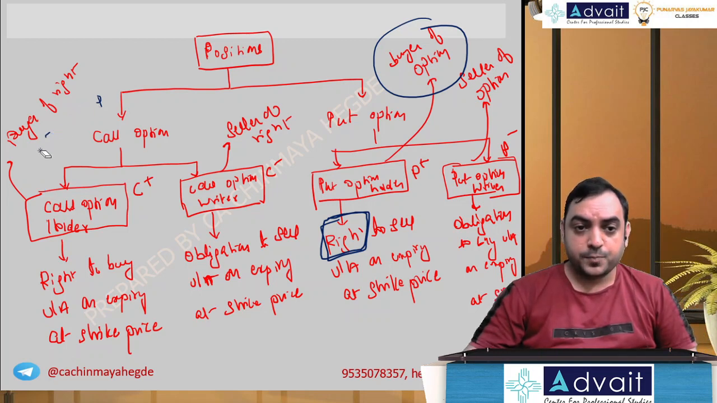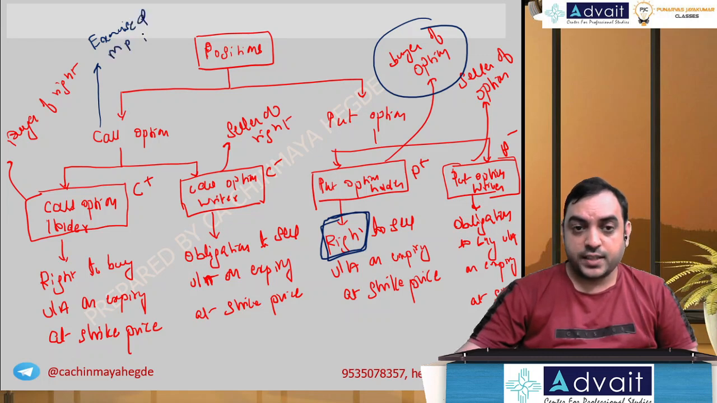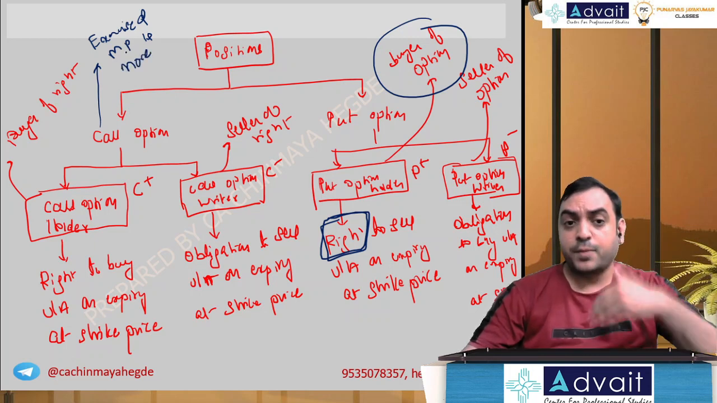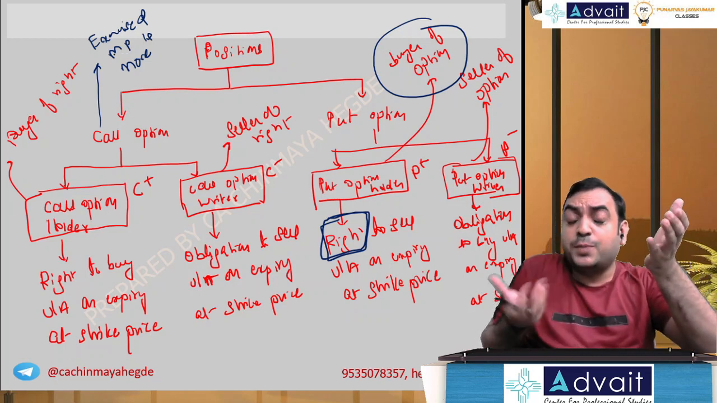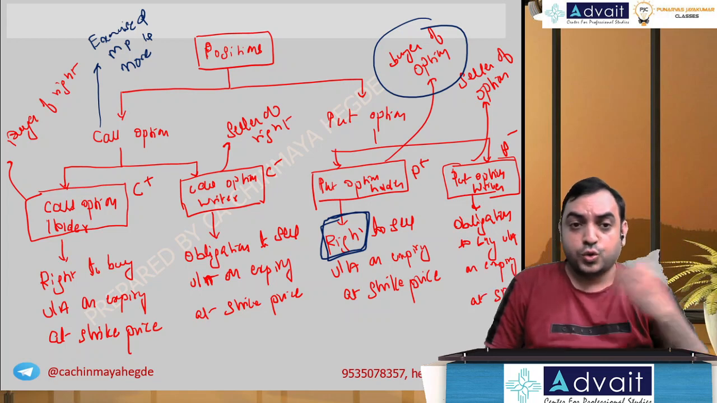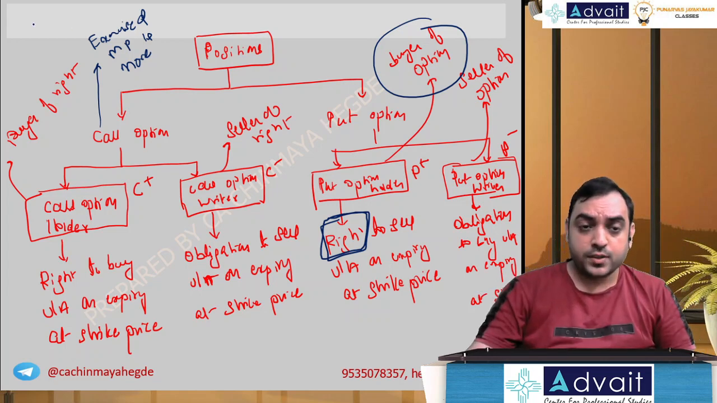So we can say that a call option is exercised when the market price is more, sorry, not less. When the market price is more than the strike price, the option becomes cheaper. So exercise when the market price is more, and that is called intrinsic value, IV.